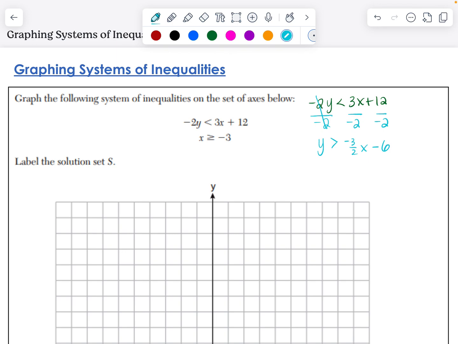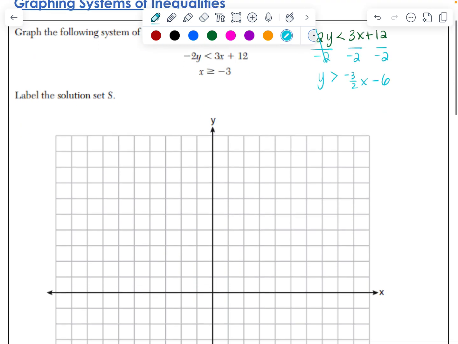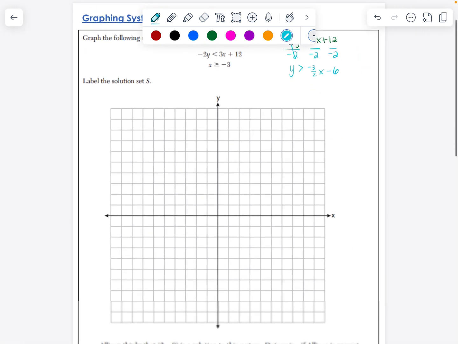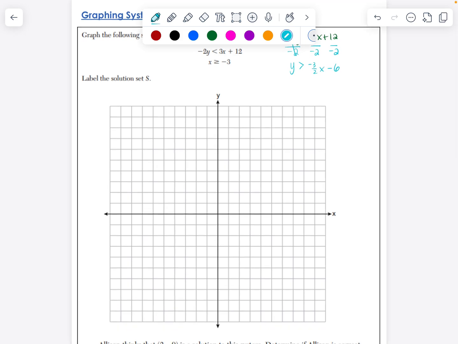My second example is already in the correct form, and it says x is greater than or equal to -3. So let's take a look at actually graphing these below. I want to graph my first inequality, which is going to start at -6. So I'm going to count 1, 2, 3, 4, 5, 6, and put a dot to start. And then I'm going to follow my negative slope, which is down 3 to the right 2.